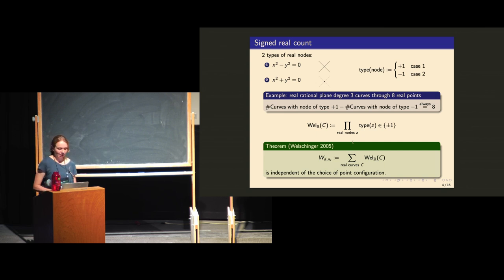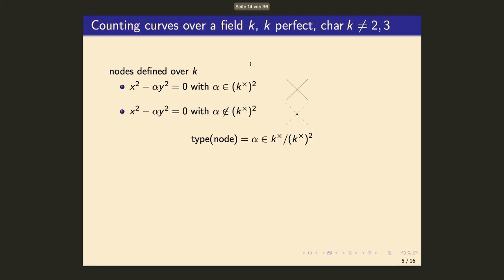Yes, so how can one generalize this? So now let's take k to be a field which is perfect and of characteristic not equal to 2. Actually, this definition would also work in more generality, but later the theorem is for this. So let's assume this. And let's, again, look at the nodes.